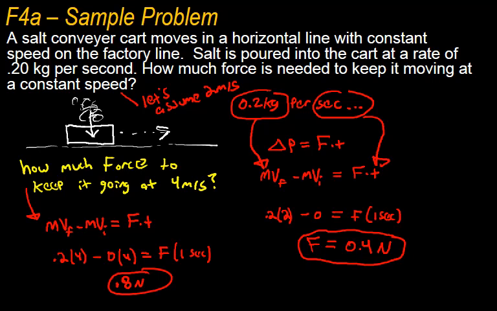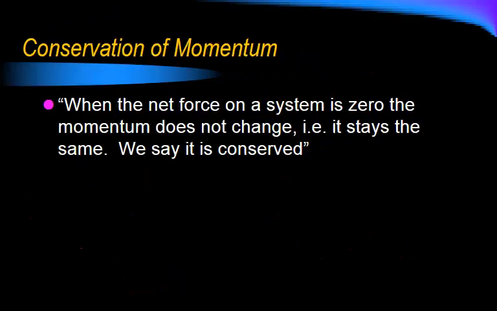Now, this seems to violate Newton's first law of motion, which states an object in motion will stay in motion at constant speed as long as there's no net force. Well, there's a net force here, right? We've got a force, and it's going at constant speed. But what's happening is the mass is changing. The mass is increasing, and because of that, we do actually have to have a net force.